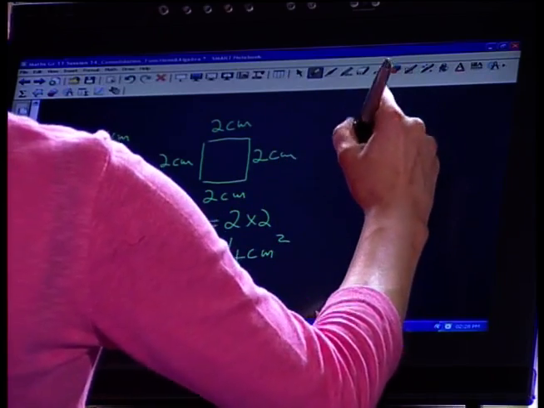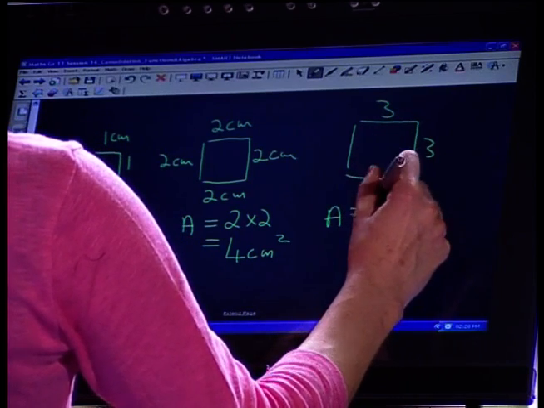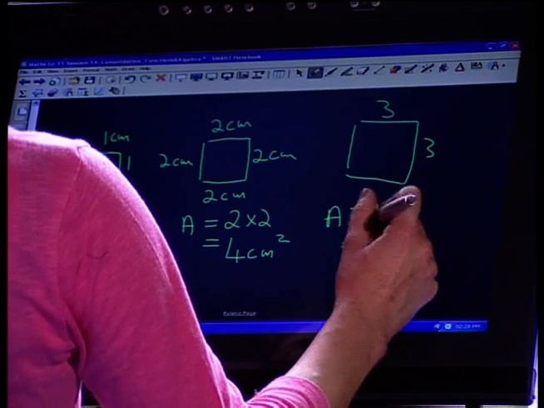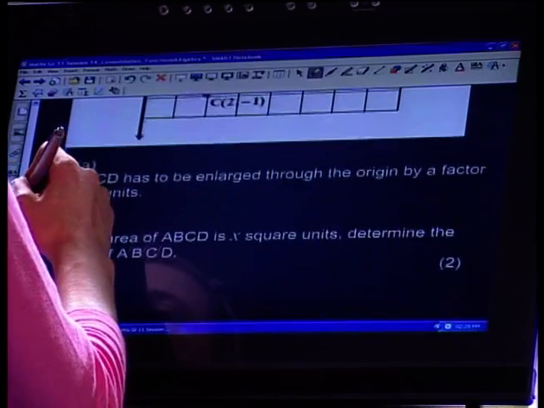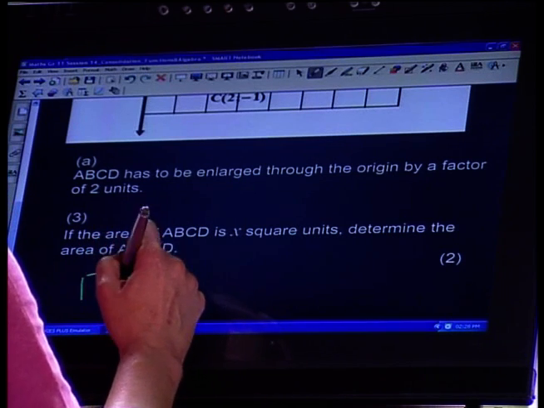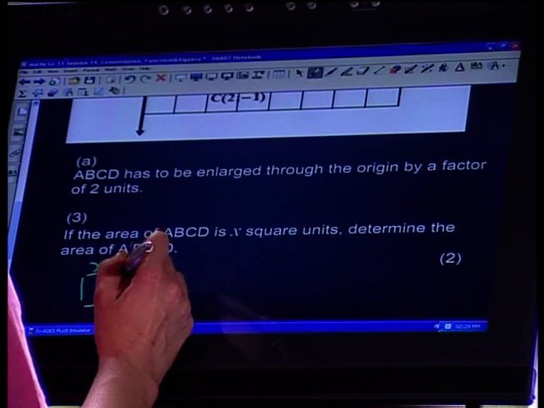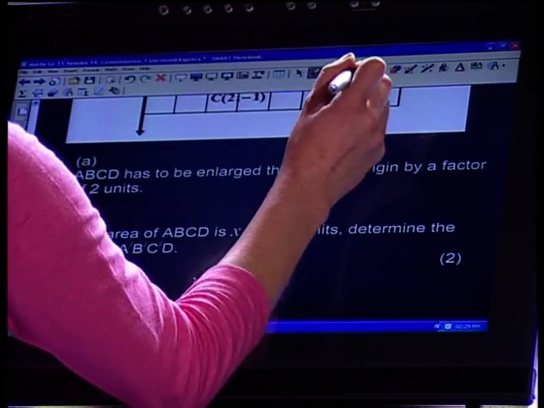Or if I enlarge by a factor of 3, what will happen now? The area will be 9 times as big. So we need to be very careful of this. If you are enlarging by a factor of 2, your area will be 2 squared of what it was before. If you are enlarging by a factor of 3, your area will be 3 squared of what it was before. So what we can say now, I know it isn't a square, but this used to be x and x. Rather, the area used to be x.